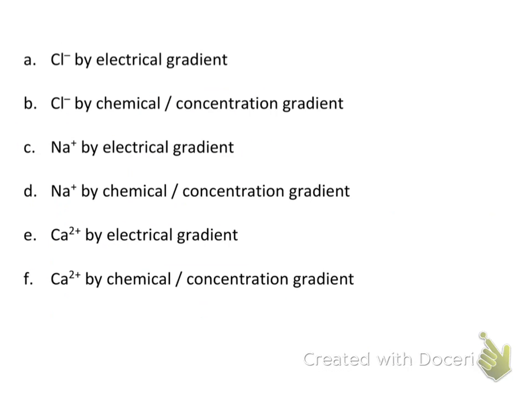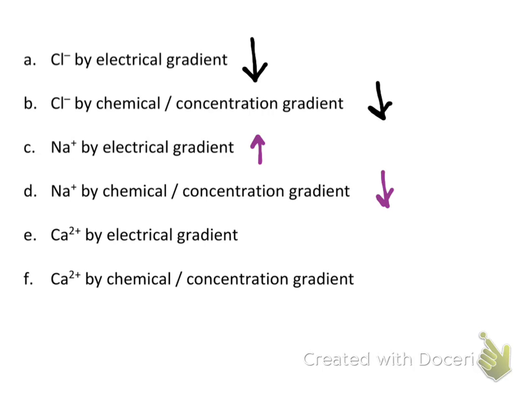So for those keeping score at home, chloride by the electrical gradient is going to be drawn toward the more positive side, which is going to be downward. And by the chemical concentration gradient, it's also going to be downward, from the more concentrated to the less concentrated side. Sodium by the electrical gradient will be drawn toward the less positive side, the more negative side, upward. But its concentration gradient goes the opposite direction, because it's very concentrated with sodium on the upper membrane and not so much on the lower.